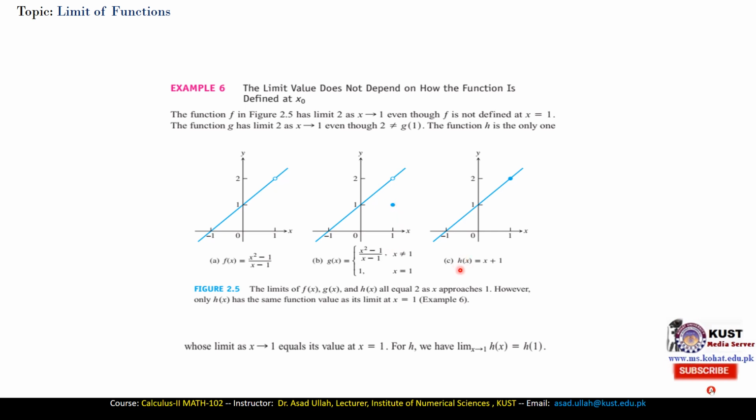In this example, h(x) = x + 1. The limiting value and the function value are the same, that is, at x = 1, we get 2. So the limiting value is also equal to 2 and the function value is also equal to 2. So the limiting value and the function value are the same in this example, h(x) = x + 1. Now, this is the only example in these three examples in which the function value and the limiting value are the same.